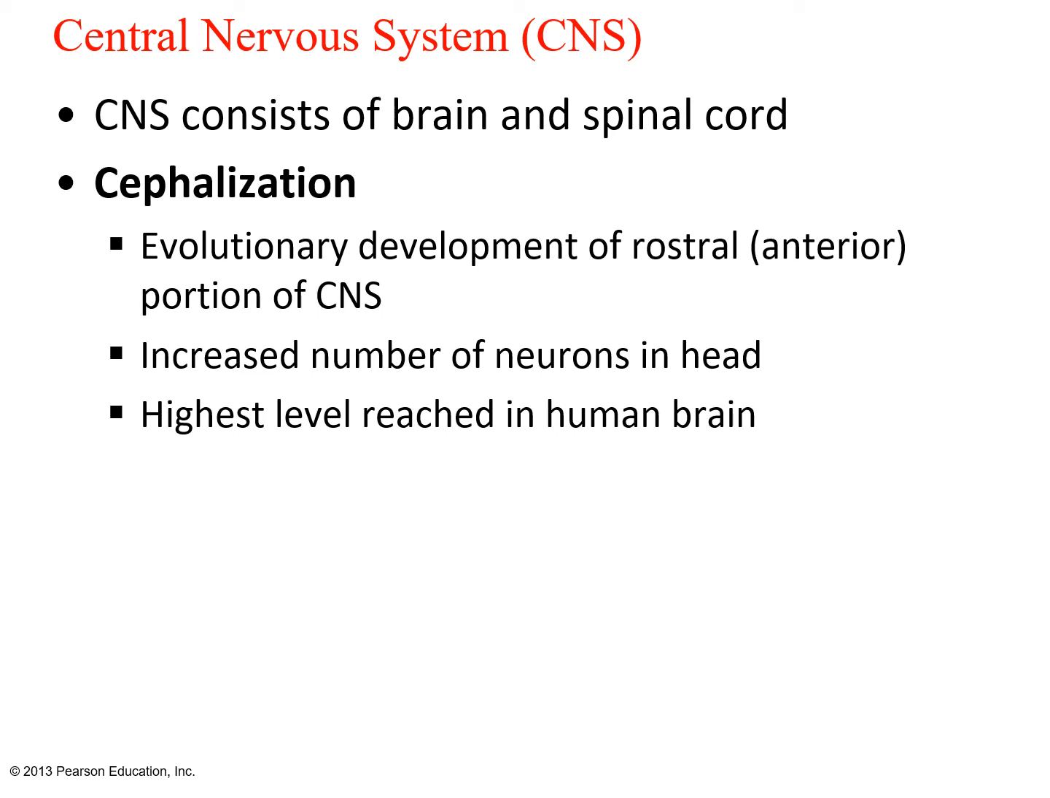This is your first lecture on the central nervous system. The central nervous system consists of the brain and spinal cord. It was evolutionarily formed by a process called cephalization, which is the development of the anterior portion of the central nervous system. It results in an increased number of neurons in the head, and the highest level of cephalization is reached in the human brain.